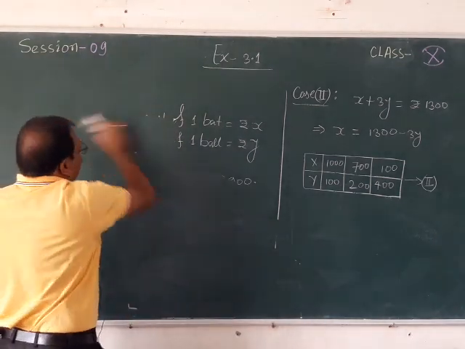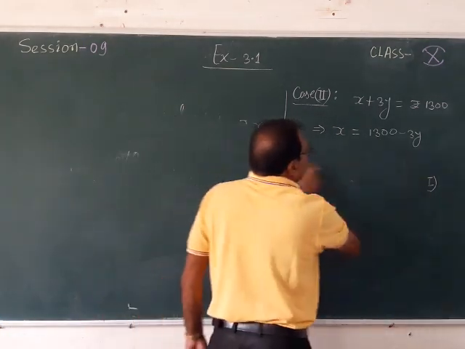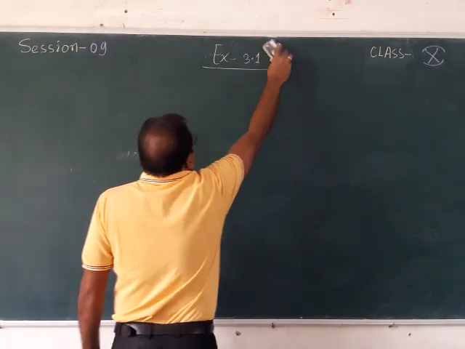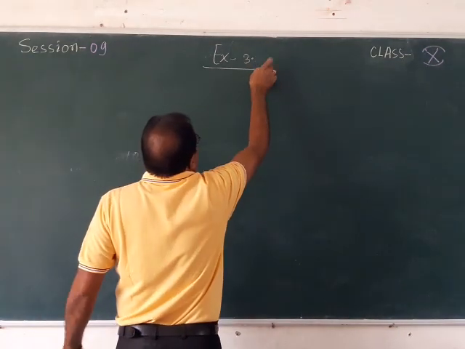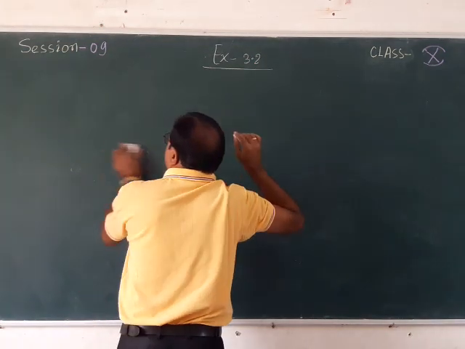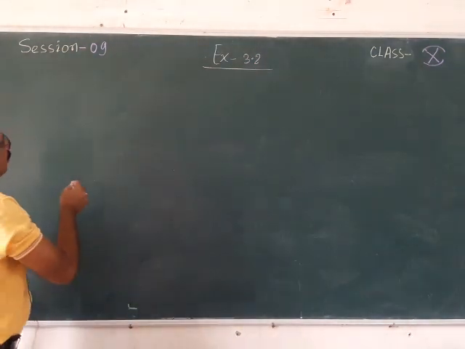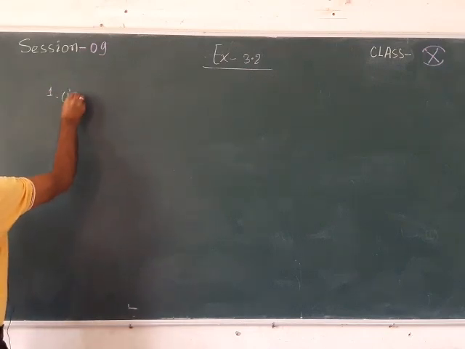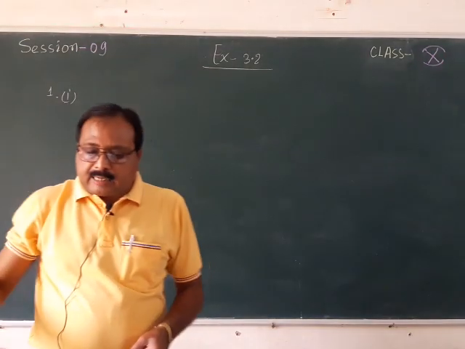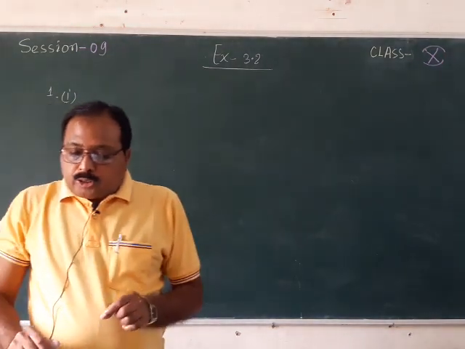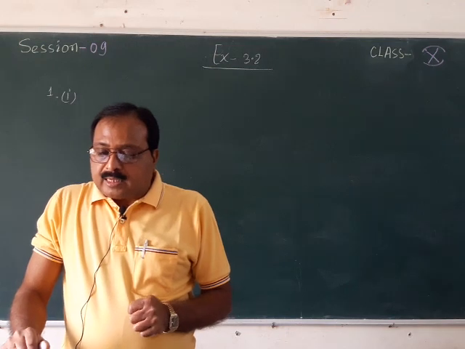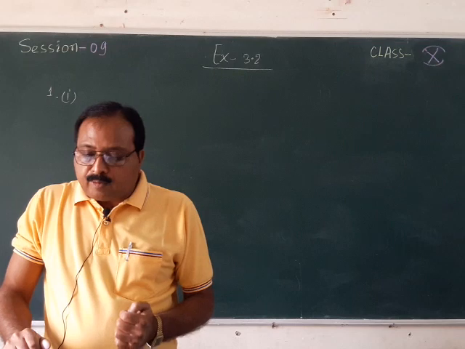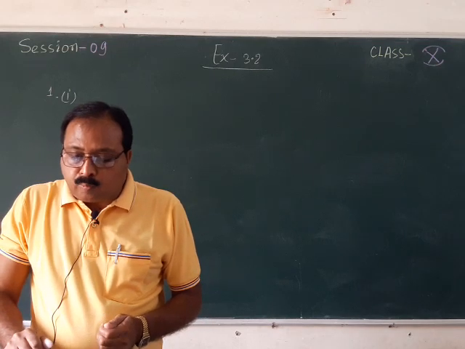In exercise 3.2, the first question, you read and try to understand and try to frame the equation also. Then check what I am doing. Check whether the equation you have written is wrong or right. The question says that 10 students of class 10 took part in a mathematics quiz. If the number of girls is 4 more than the number of boys, find the number of boys and girls who took part in the quiz.